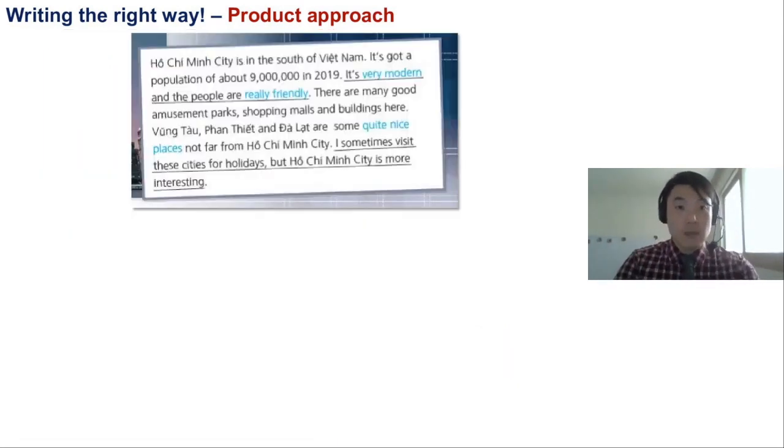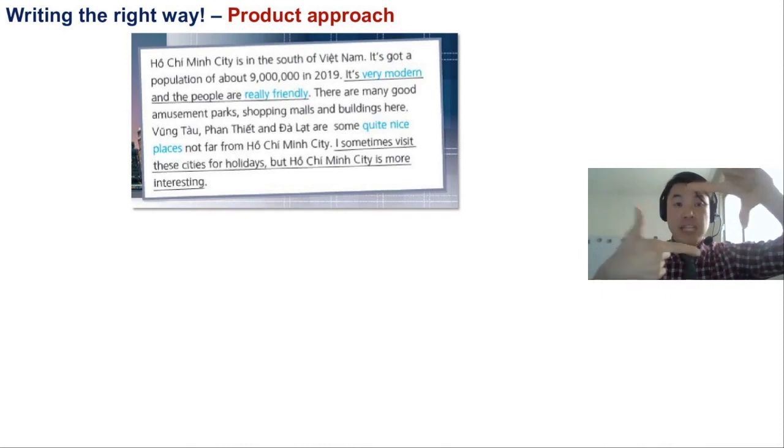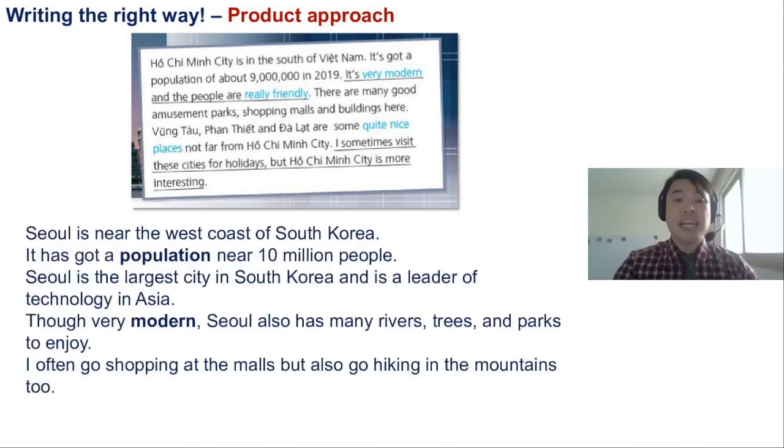So if you take a look at my example, remember, this is the product approach and we have our imitation structure. So what did I do? I am and live in Seoul, South Korea. So I chose my topic on a city. And it follows the same structure, but it's not an exact copy of it.